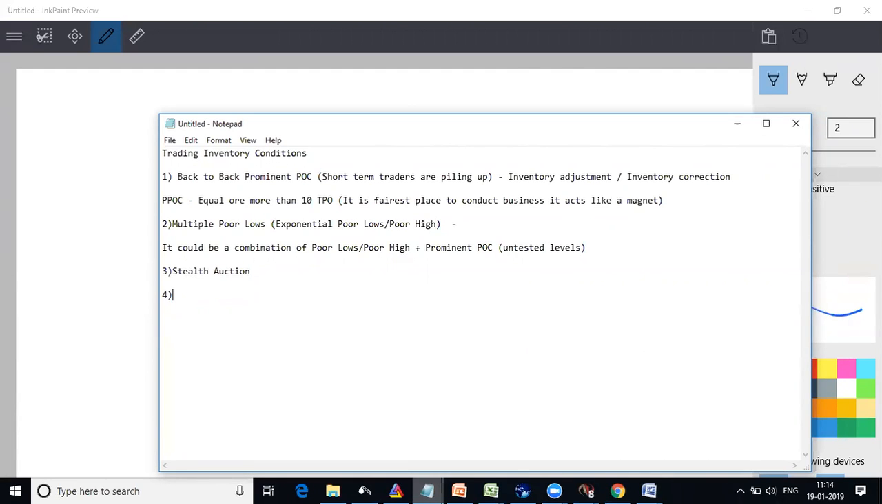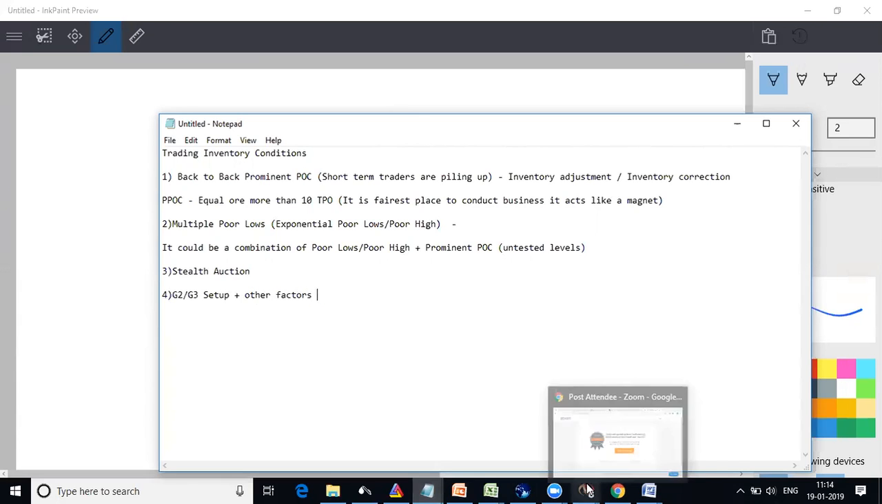Okay, if you haven't remembered, G2, G3. So G2 or G3 setup, plus some of the surrounding factors. We cannot say G2 alone is an indication that inventory is getting long to too long. Maybe G2, G3 plus other factors. For example, I can take HDFC Bank as an example here. Maybe I'll pull up the charts better.